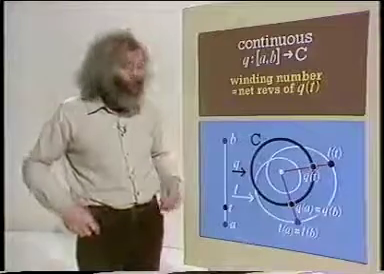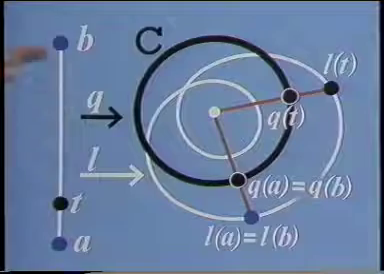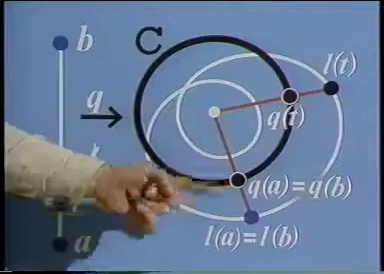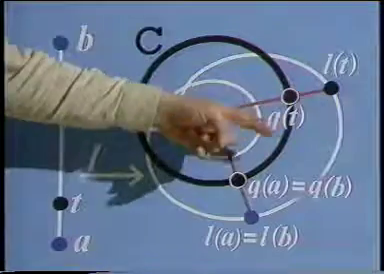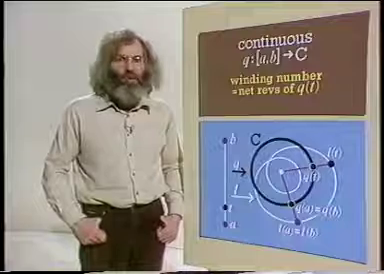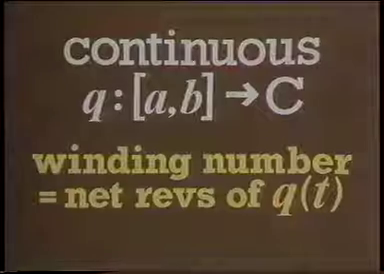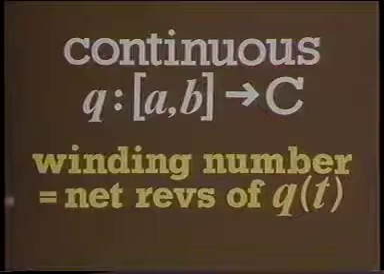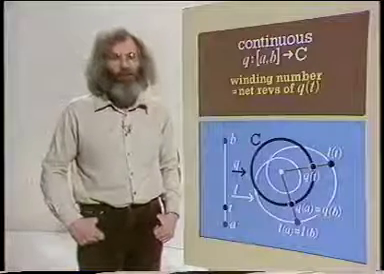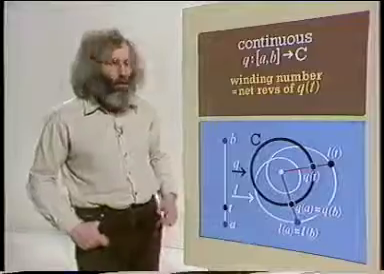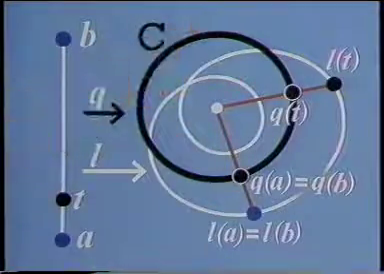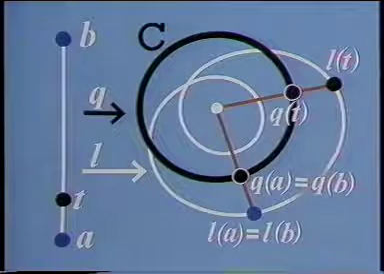So we've actually defined another function, Q, from the interval AB to the circle of directions with QA equals QB. And because L is continuous, then Q is also. Then our rigorous definition of winding number in terms of Q is that it's the net number of revolutions of Q of T as T goes from A to B. We have to take net revolutions because, for example, if Q went once round the circle clockwise, then once anti-clockwise, we would want a net result of 0 revolutions as our winding number.